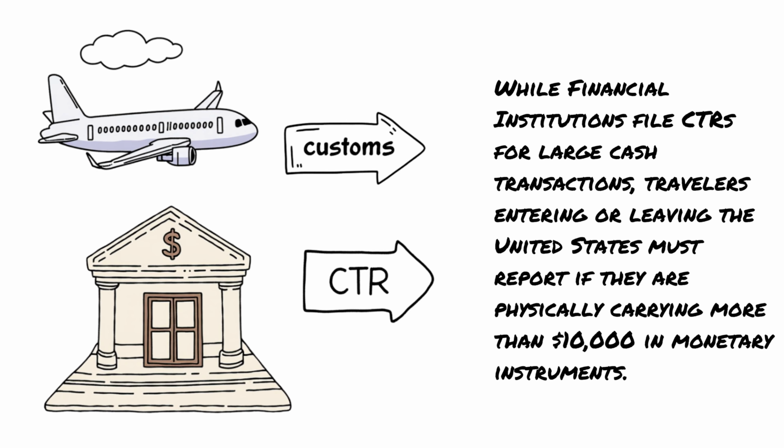Airports are major points of entry and exit for physical currency. While financial institutions file CTRs for large cash transactions, travelers entering or leaving the United States must report if they are physically carrying more than $10,000 in monetary instruments. This requirement is enforced by U.S. Customs and Border Protection under federal law.